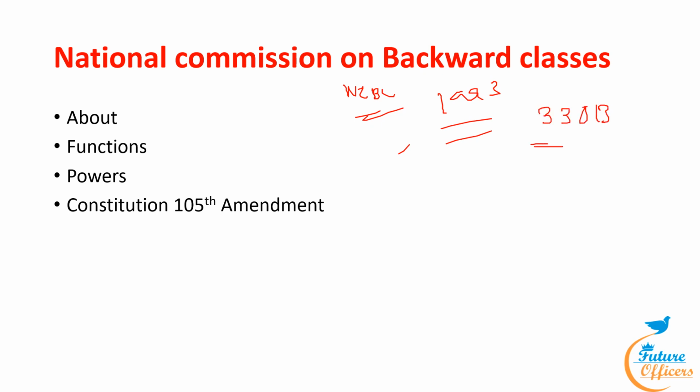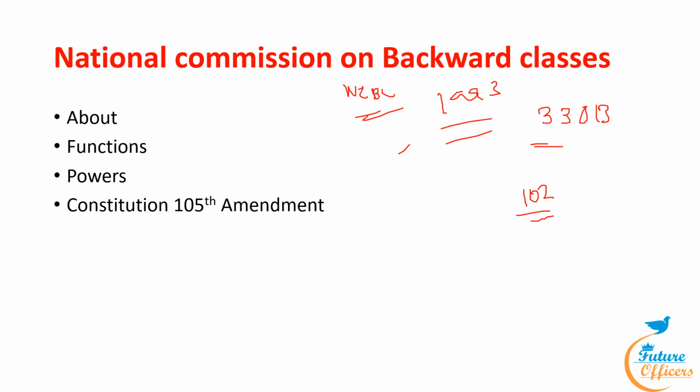The Constitution 102nd Amendment Act 2018 gave NCBC constitutional status and inserted Article 338B in the Indian Constitution. Article 338B establishes the National Commission for Backward Classes and provides the authority to examine complaints and welfare measures regarding socially and educationally backward classes. The Union and every state government shall consult the Commission on all major policy matters affecting the socially and educationally backward classes. The 102nd Amendment also repealed the National Commission for Backward Classes Act 1993.